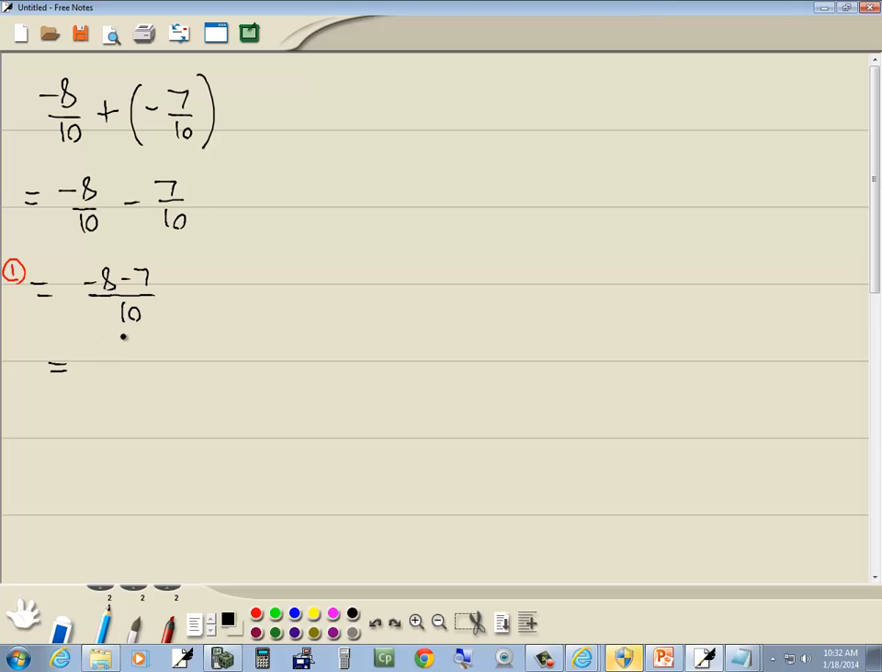Well, negative 8, negative 7 gives us, these are same signs. So we ignore the signs. You got 8 plus 7, which gives you 15. And your sign is the sign of the original sign, which was negative. So negative 8, negative 7 gives you a negative 15.